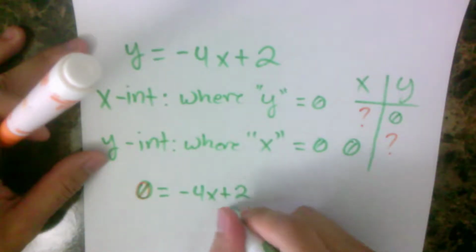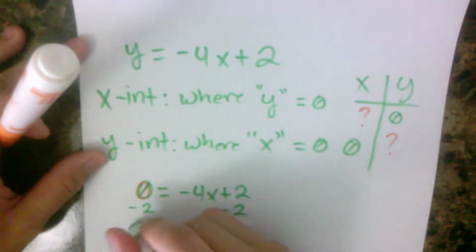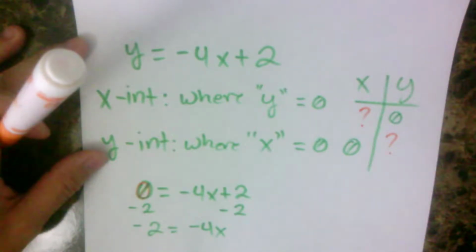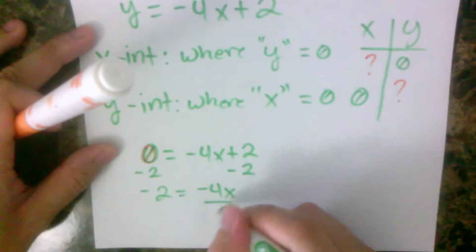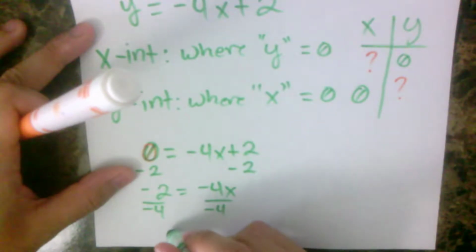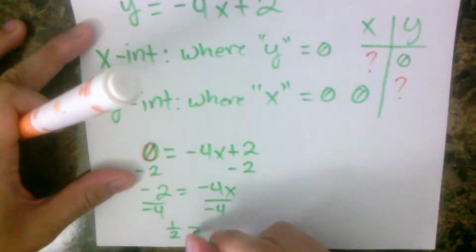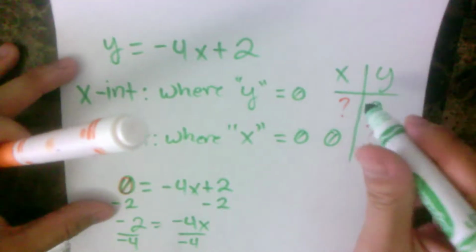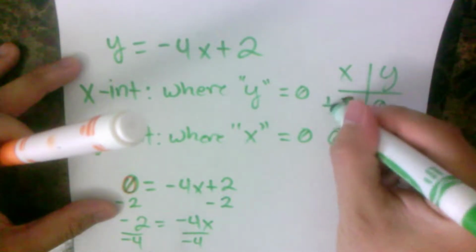So let's test 0. 0 equals negative 4x plus 2. We'll just subtract 2 from both sides. You'll get negative 2 is equal to negative 4x. Then you're going to divide by negative 4. Negative 2 divided by negative 4 is a positive 1/2. So you know now that when y is 0, x is a positive 1/2.